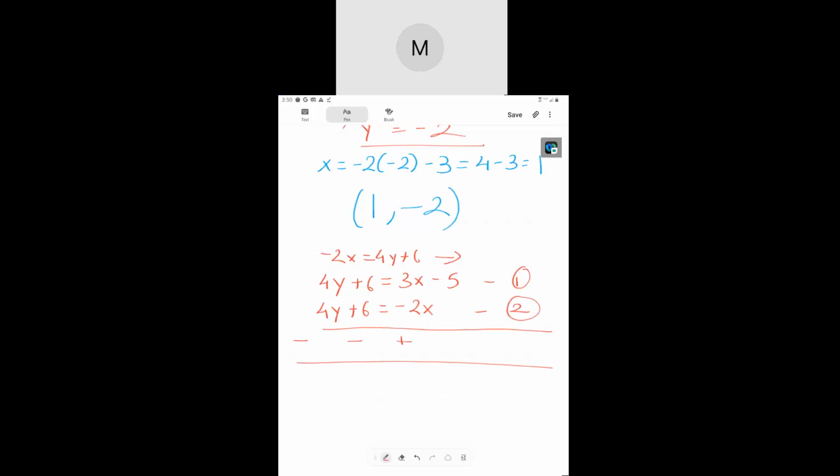So in this case, when I do 4y minus 4y, it's a 0. 6 minus 6, it's a 0. So I'm left with a 0 on this side. This is 3x plus 2x, so 5x minus 5. I add 5 on both sides. I get 5 equals 5x, which tells me x is equal to 1.